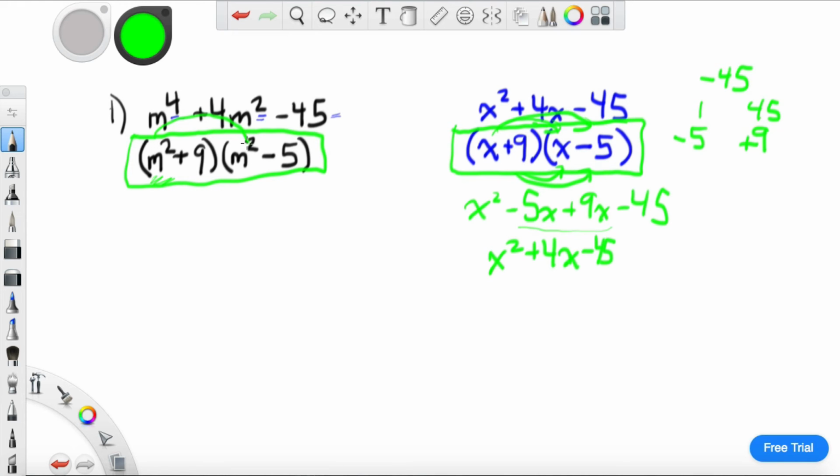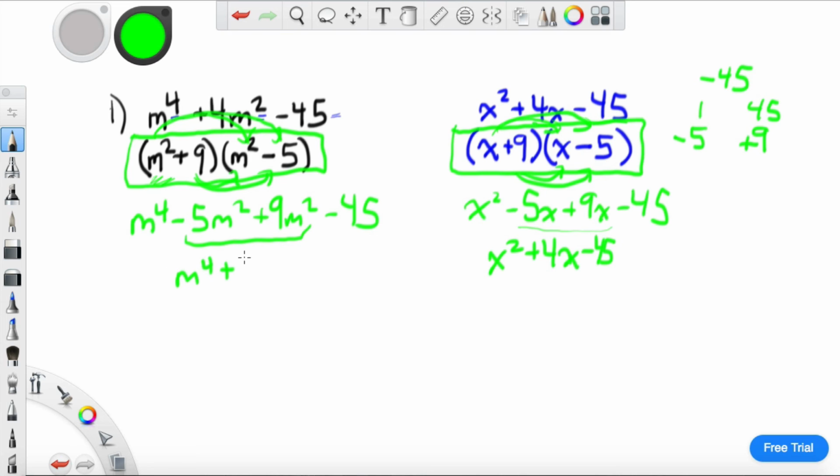Let's see if it works over here. M squared times m squared, and then m squared times negative 5. So m squared times m squared is m to the fourth, minus 5m squared, and then this times this, plus 9m squared minus 45. And then I combine my like terms and I get m to the fourth plus 4m squared minus 45. Looks like I have a winner.